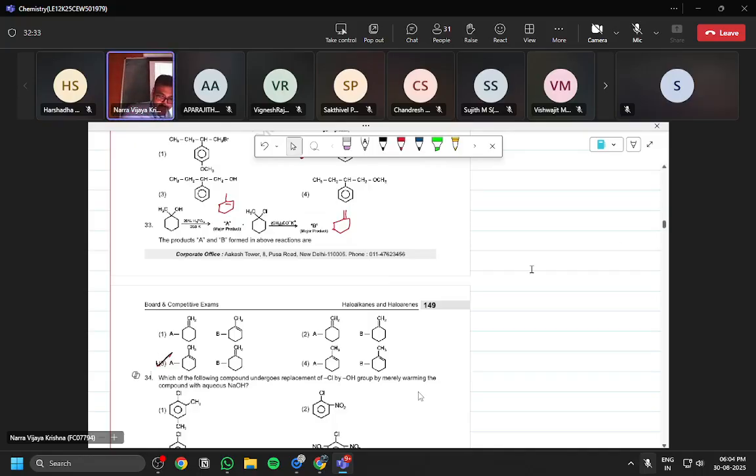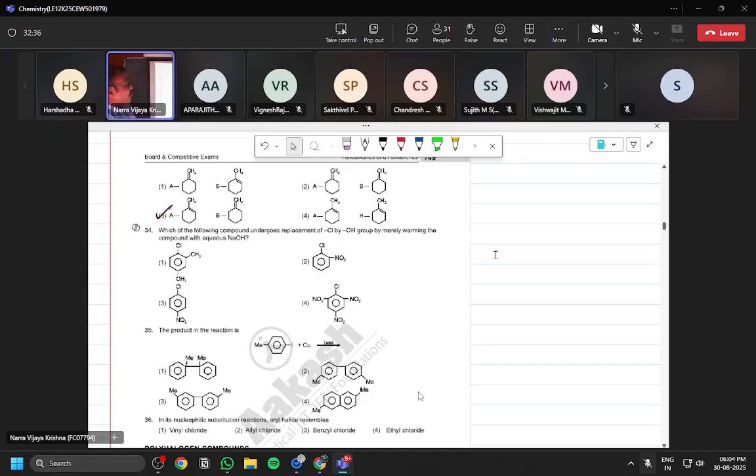Next one, sir. Which of the following compounds undergoes replacement of chlorine by OH by merely warming the compound with aqueous NaOH? Replacing chlorine with OH over a benzene ring, then what do we call it? Aromatic nucleophilic substitution reactions, right? So that occurs readily in presence of an electron withdrawing group. So answer must be option 4. Response, sir. Any questions in this? So next one.